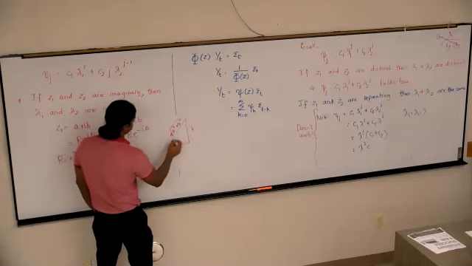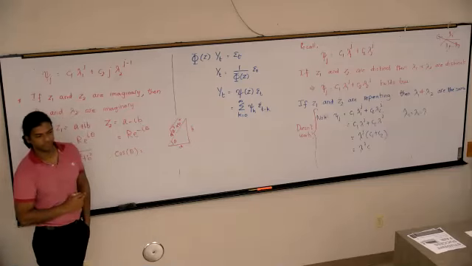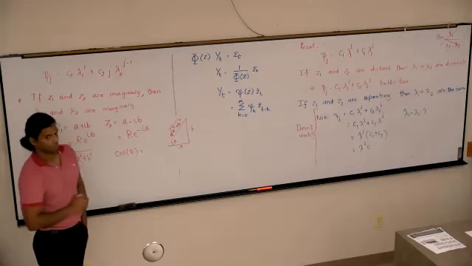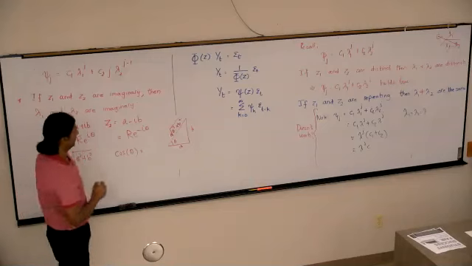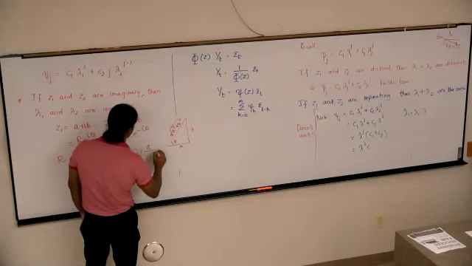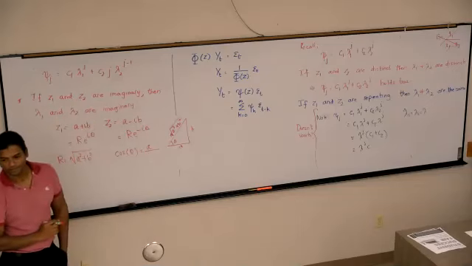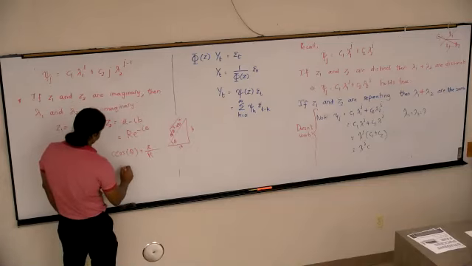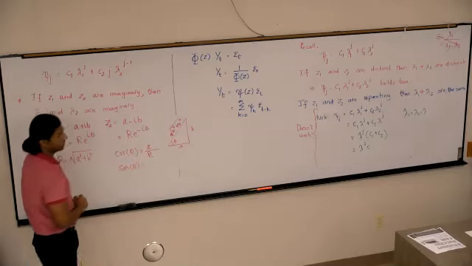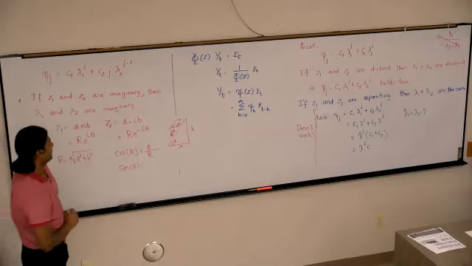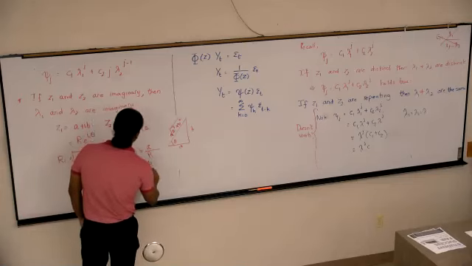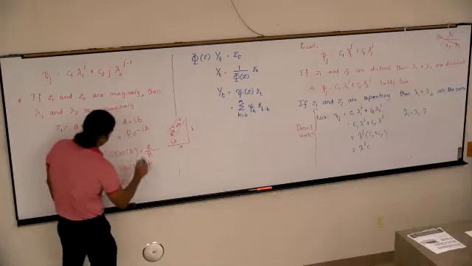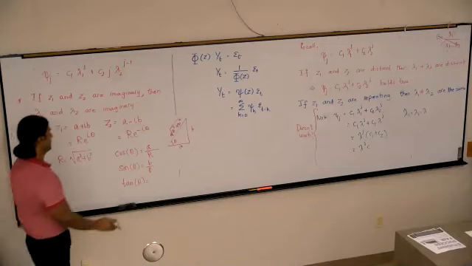So cosine theta would simply be equal to adjacent over hypotenuse, so A over square root of A squared plus B squared, which is R. Sine theta would be equal to B over R. So tangent theta would be equal to B over A.